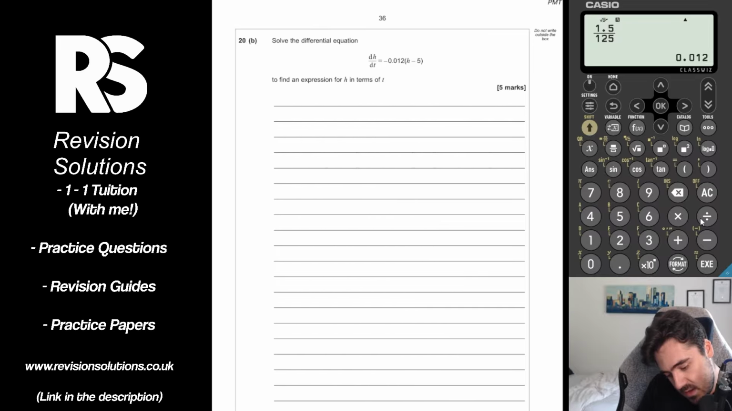Okay. Then it says solve the differential equation. So we solve all differential equations the same. All the h is going to have to come to the left to be with the dh, and the dt is going to have to go to the right. And we're only allowed to multiply or divide. So it's going to be 1 over h minus 5 dh equals minus 0.012 dt, and then we integrate both sides.